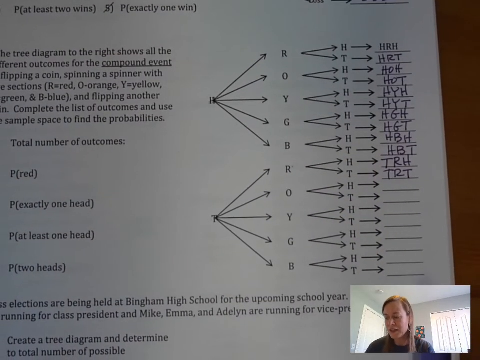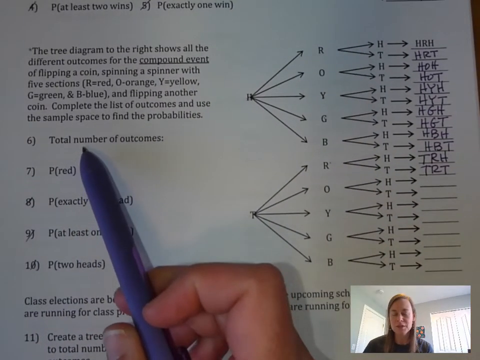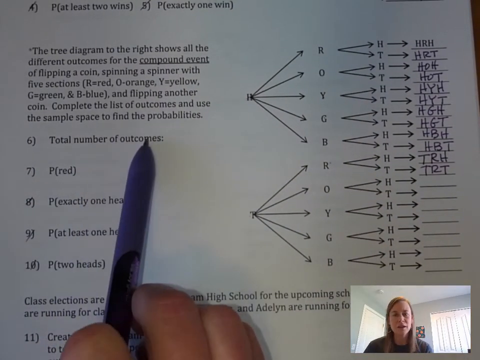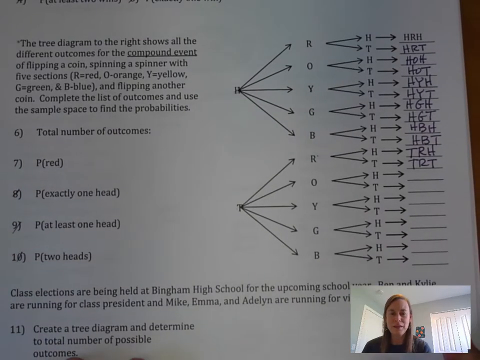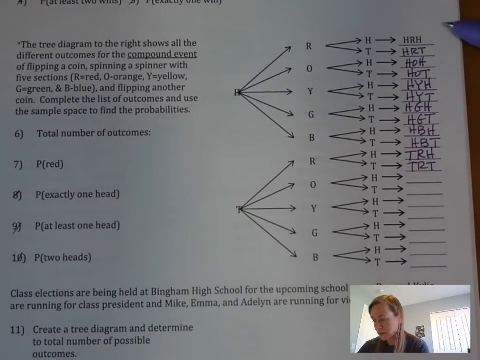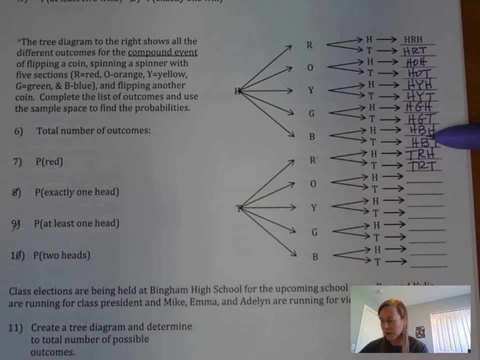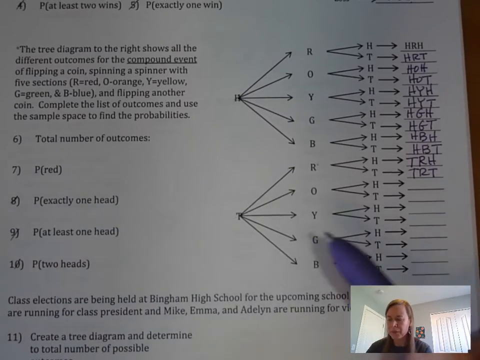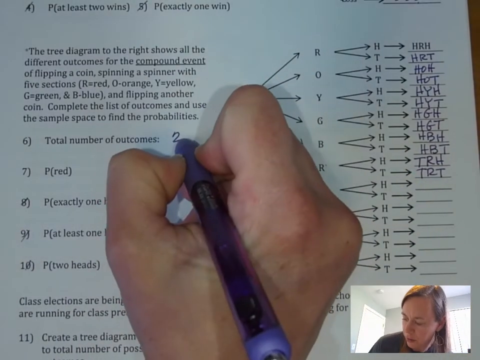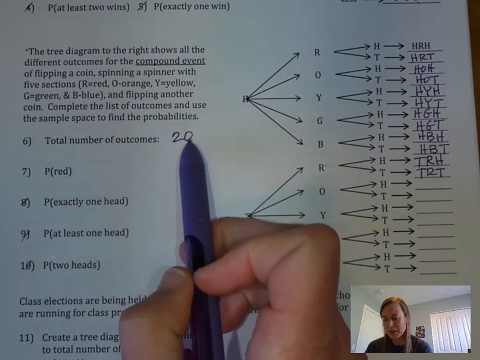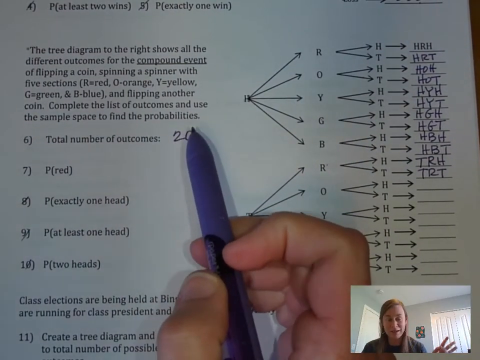When you have that all finished, you might look over here at number 6, total number of outcomes. I don't have it completely filled out, but I can still count the number of spaces. Let's do that. 1, 2, 3, 4, 5, 6, 7, 8, 9, 10 for the first half. So it should be 20. I'll keep counting. 11, 12, 13, 14, 15, 16, 17, 18, 19, 20. 20 possible outcomes. So that's going to be the bottom number for all of our probabilities, right?